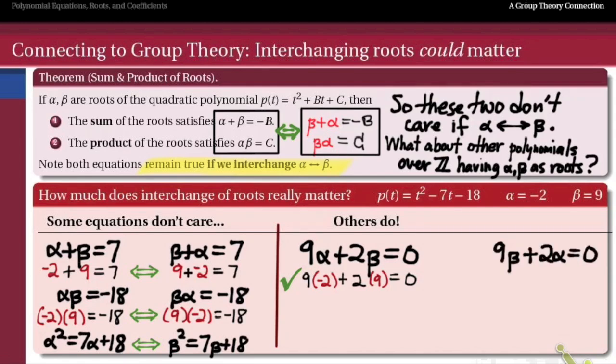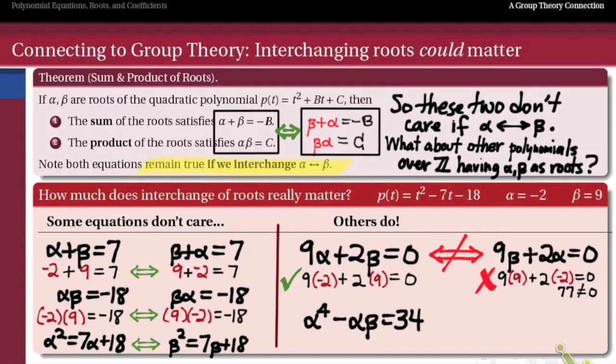And I get 9 beta plus 2 alpha equals 0. Well, it doesn't take a whiz to put in negative 2 and 9 for alpha and beta and see that this equation is not satisfied. So this polynomial equation cares if we trade alpha with beta, right? Alpha and beta are still the roots of p, but if I put them in one order, it satisfies this equation. If I put them in the other order, it doesn't. So these two equations are not equivalent one to another.